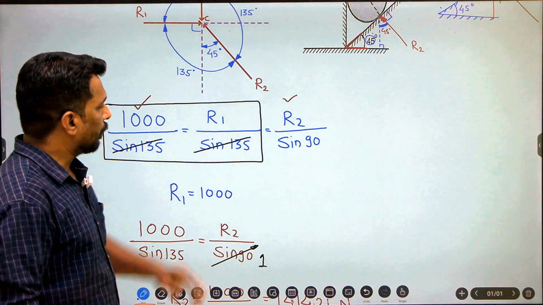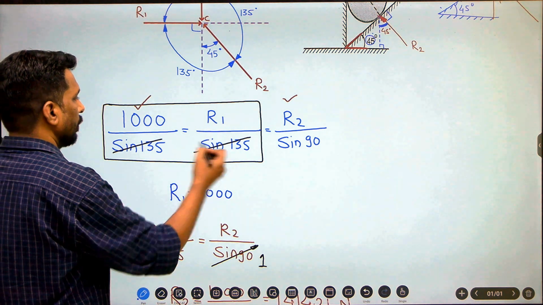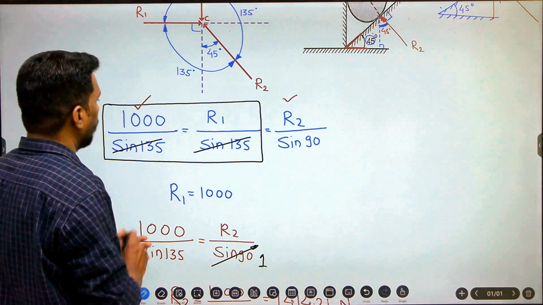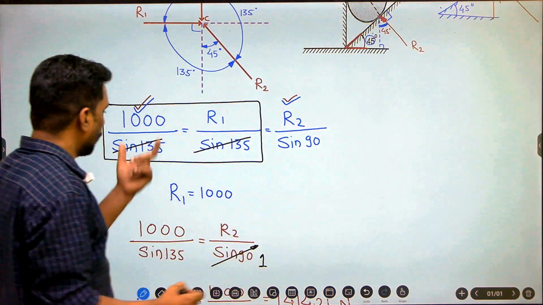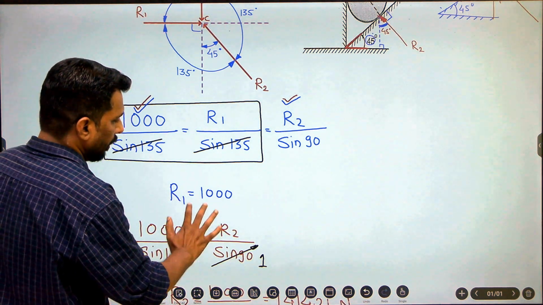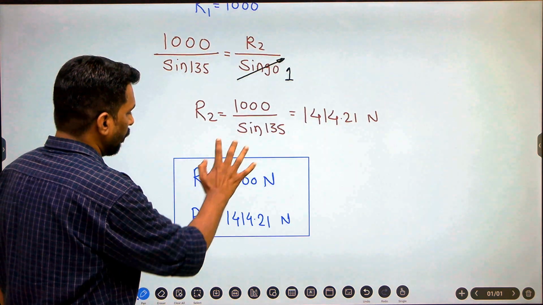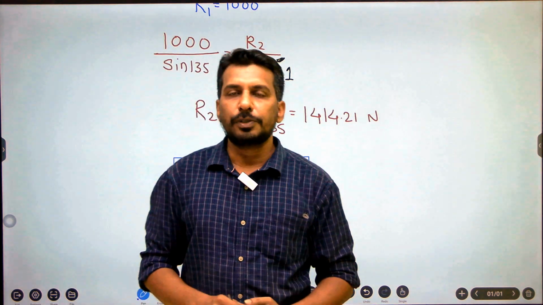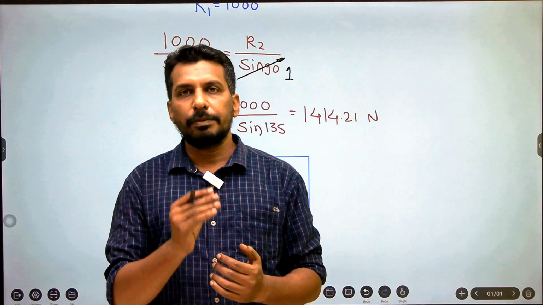So we got the ratios. First we equate 1000 divided by sin 135 with R1 upon sin 135. The denominators are the same, so R1 becomes 1000. Then we equate this ratio with this one, 1000 upon sin 135 is equal to R2 upon sin 90. We know sin 90 is 1, so we got the value of R2, and finally we have both the values. So I hope you understood how to start with problems based on the equilibrium of a sphere.